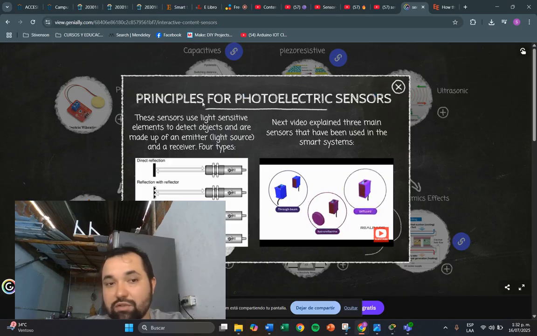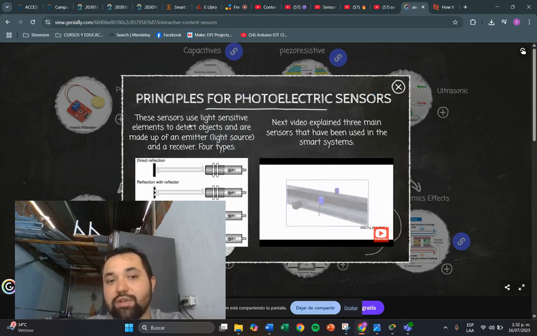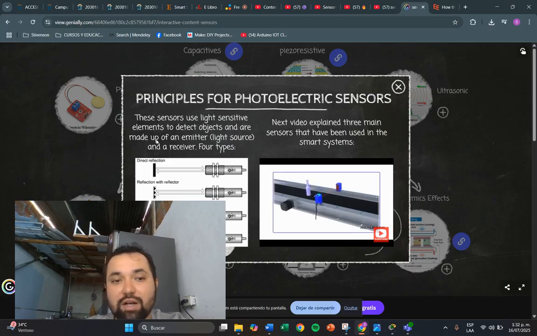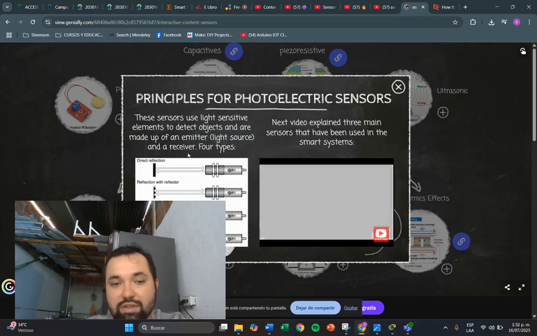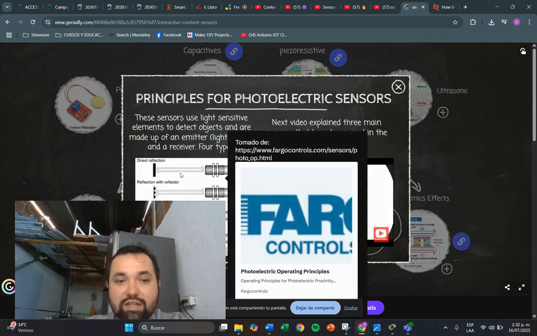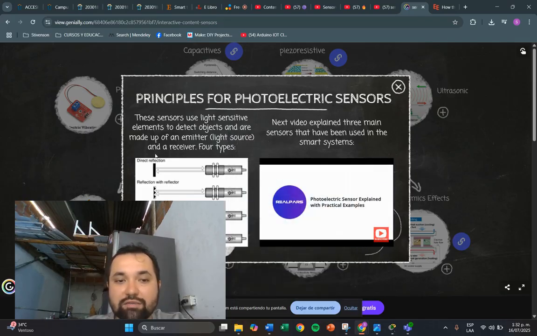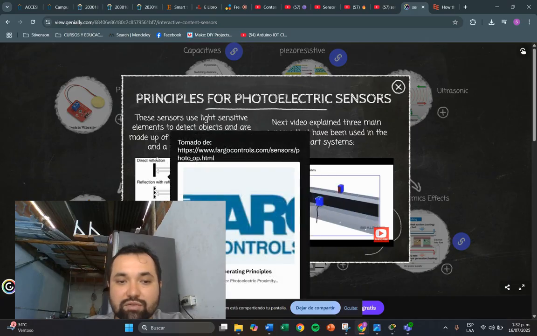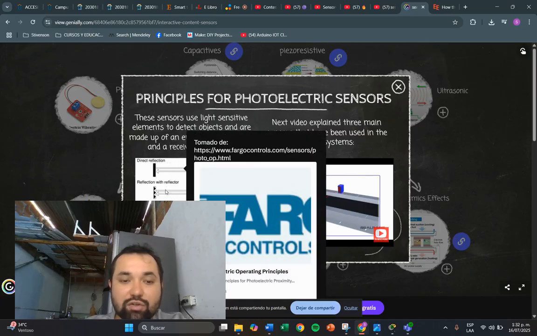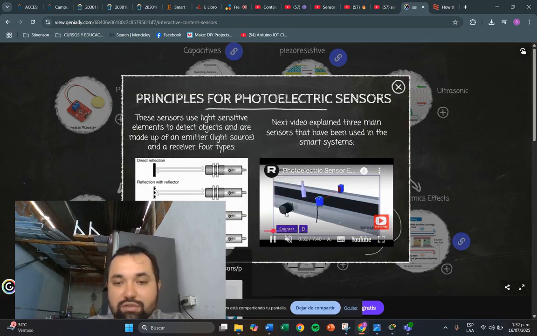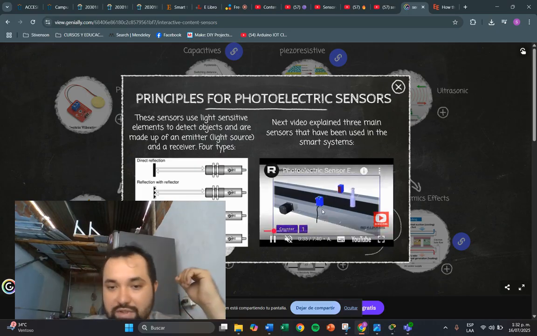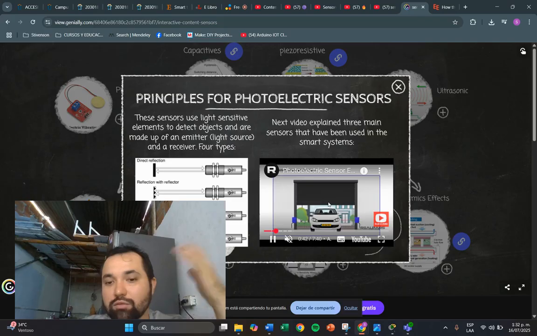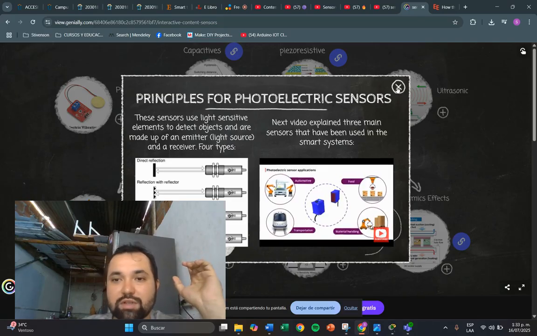This is a photoelectric sensor. This sensor, used as a sensitive element to detect objects, is made up of an emitter and a receiver. The emitter generates a beam of light, and the receiver measures the reflection or the refusal of the signal. For example, in this case, the receiver doesn't receive the reflected signal and counts one or two systems for that.